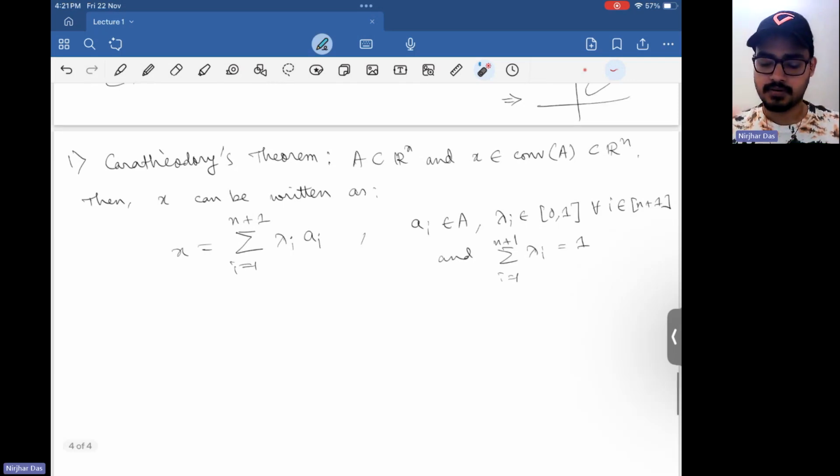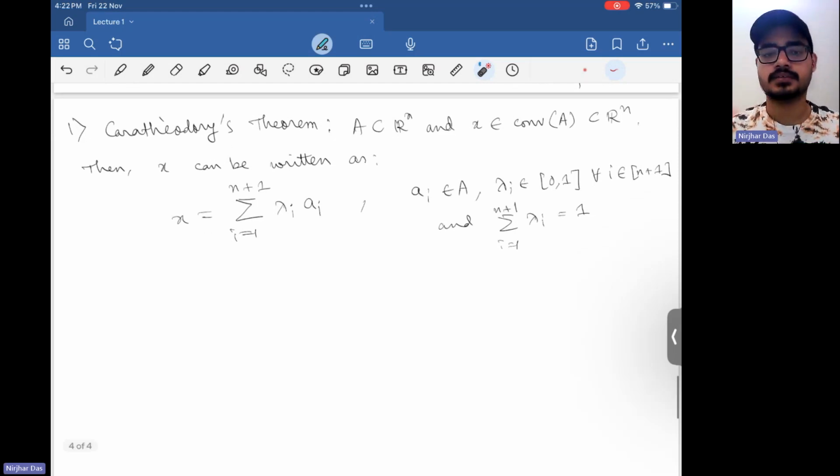And this is a very powerful theorem, and it is used in many places to argue that you can actually get away with a very small number of points to represent the object of your interest, and you don't need a lot of things, even if your set is very large, right? This is a very beautiful theorem of convex geometry.